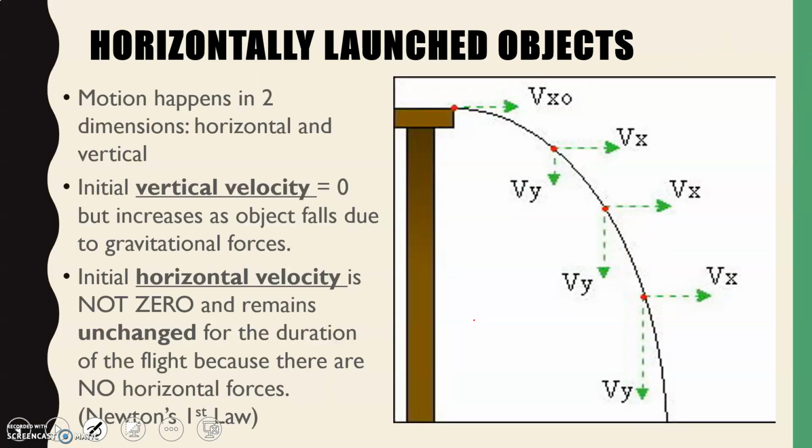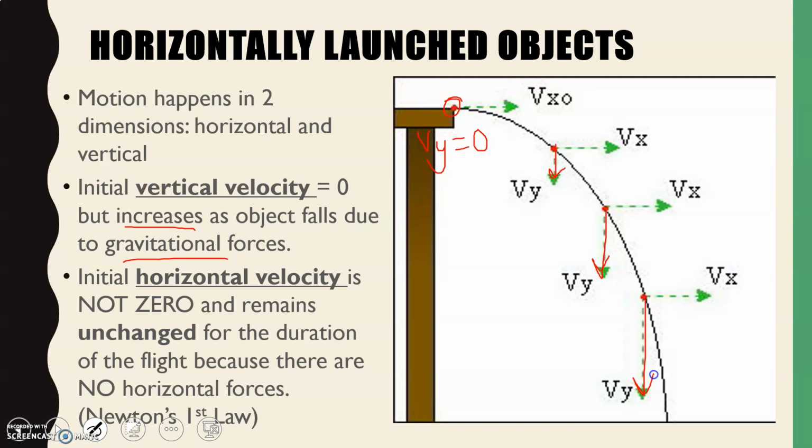So let's look at just the word formatting. So here's your notes. The initial vertical velocity, so here, the Vy, because we're talking vertical, is 0. But it does increase as the object falls due to gravity. And we already saw that because look at the vectors. The vectors are increasing in size. So our vertical velocity is increasing. Gravity is pulling it faster and faster.